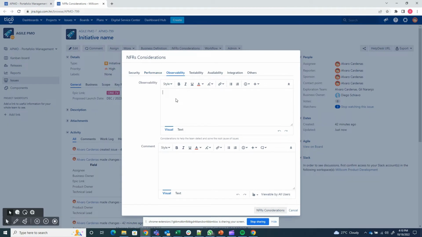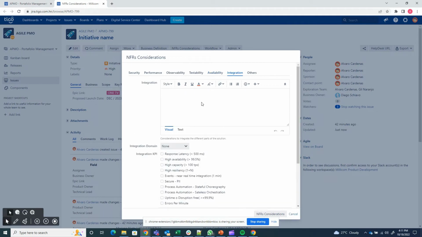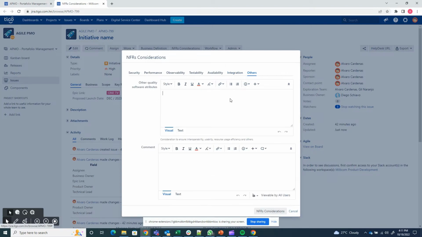Observability considerations to help the team detect and solve the root cause of issues. Testability considerations to determine how well the system can be tested without having all components done. Availability considerations to ensure the system is able to tolerate failures and the associated consequences. Integration considerations to integrate the different parts of the solution, integration domain and integration key performance indicators. Other NFRs to consider include interoperability, usability, resource utilization efficiency, and others.